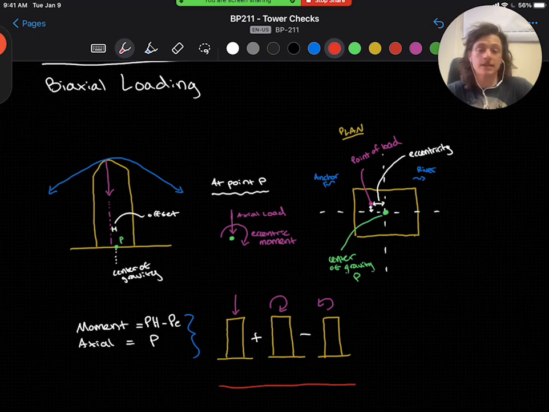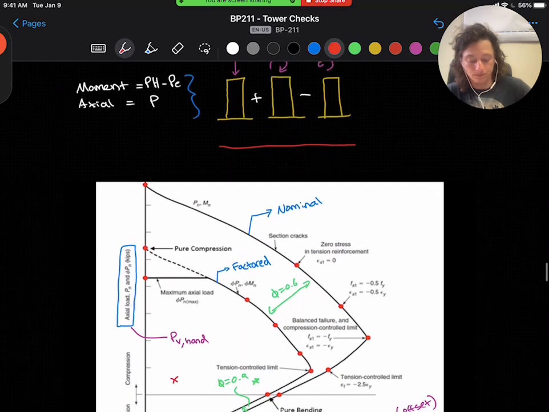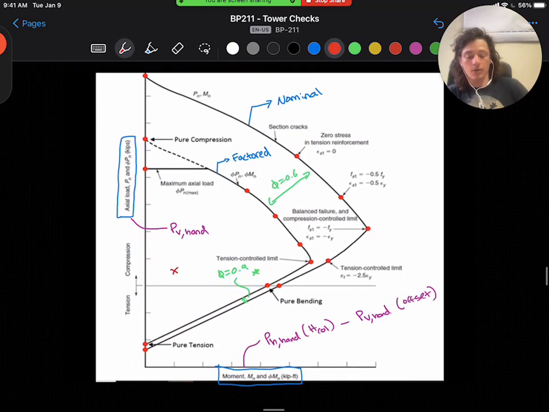Now, in the next lecture, I'm going to start going through how we're going to create this interaction diagram here, and we'll first start by creating the body of the diagram, and then we'll actually define all of the limit points so that we can draw out this nice drawing and be able to plot our demand inside of it.